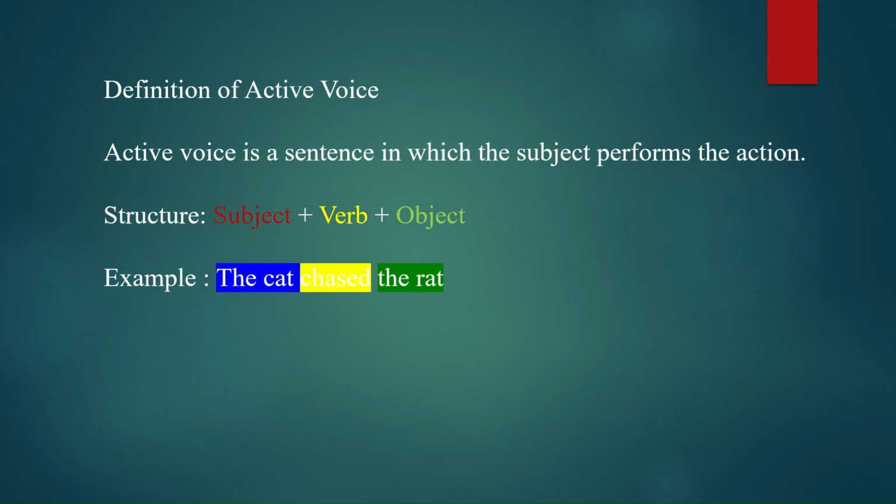Look at the colors in that sentence. You will see that the cat is doing the action, and we call it the subject. The verb is the one that is doing the action. Lastly, the object is the one that is receiving the action of the verb. Therefore, we call it the object.